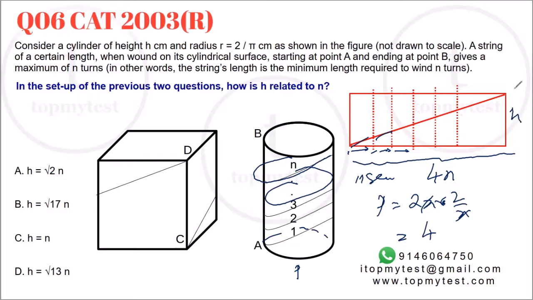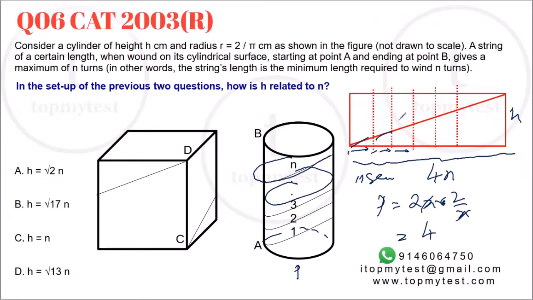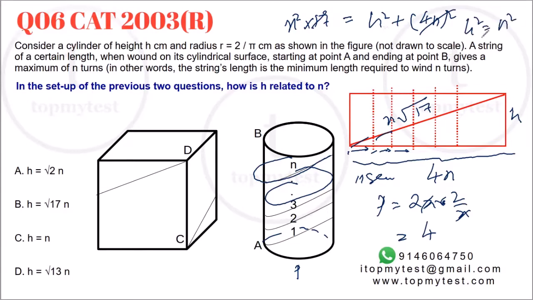And we need to find the length of the string. Now the length of the string is same as in the previous case. What is the length of the string here? Square root 17n. Right, so using Pythagoras theorem, you will get n square into 17 will be equal to h square plus 4n whole square. Right, 4n square is 16n square, so 17 will go. So we'll get h square equals n square. So h should be equal to n, option C.